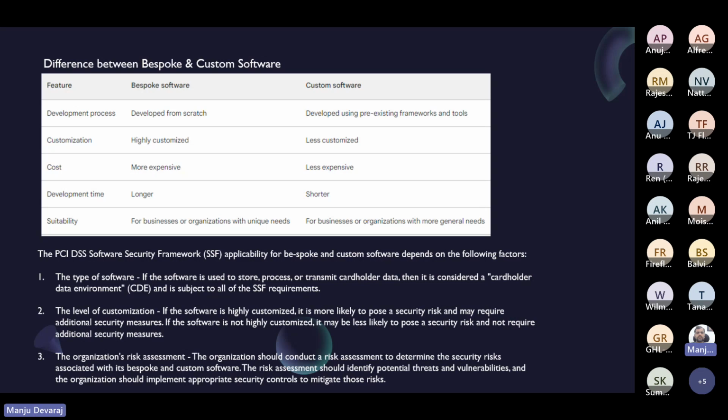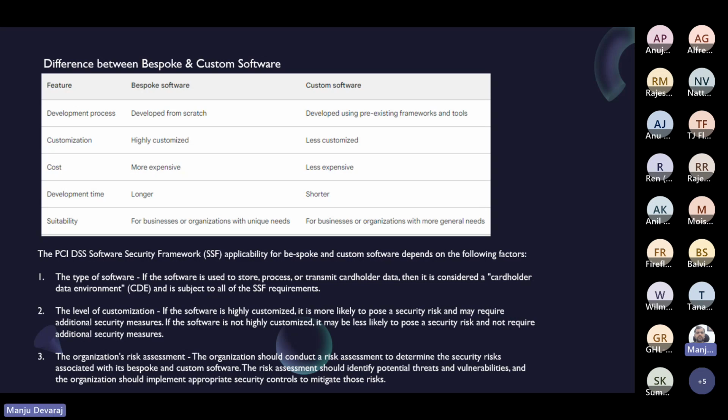Now, we're talking about if it is bespoke, it's complete. What is the type of software then? So what is applicability, whether it's storing, transmitting, and so on. Then the applicability of the requirements coming in. Standard, whether it's storing, is more complicated. Whether it's only processing, a little less complicated. Less, then accordingly requirements are getting applicable.